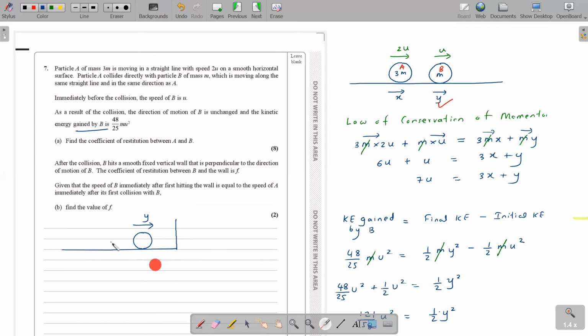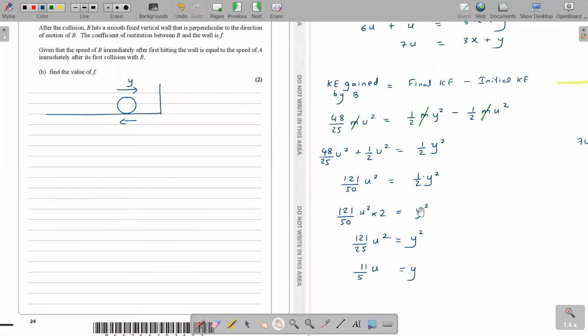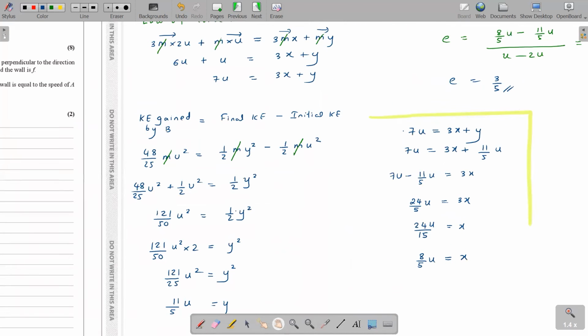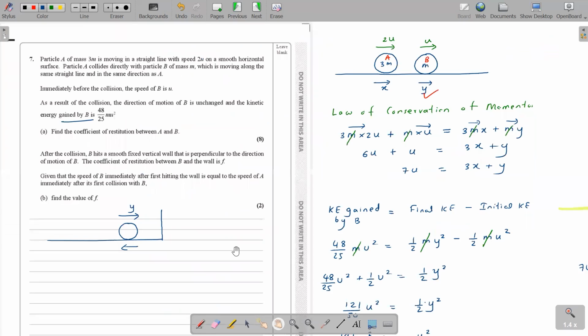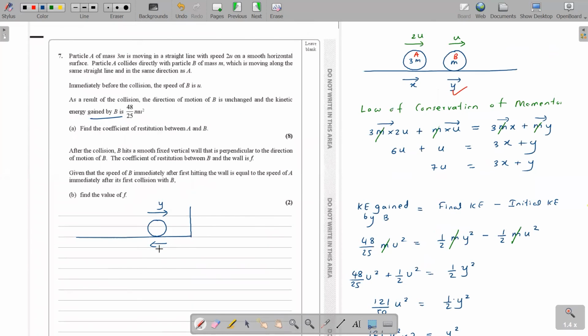So when this goes and rebounds back, they say the rebounding speed is equal to the speed of A after the collision. So what's the speed of A after the collision? We found it, right? X value was 8 over 5u. This is the speed of A just after the collision. So they say after B collides with the wall, it rebounds back with the speed that A has after the collision. So then taking this into consideration, they are asking you to find the coefficient of restitution F.